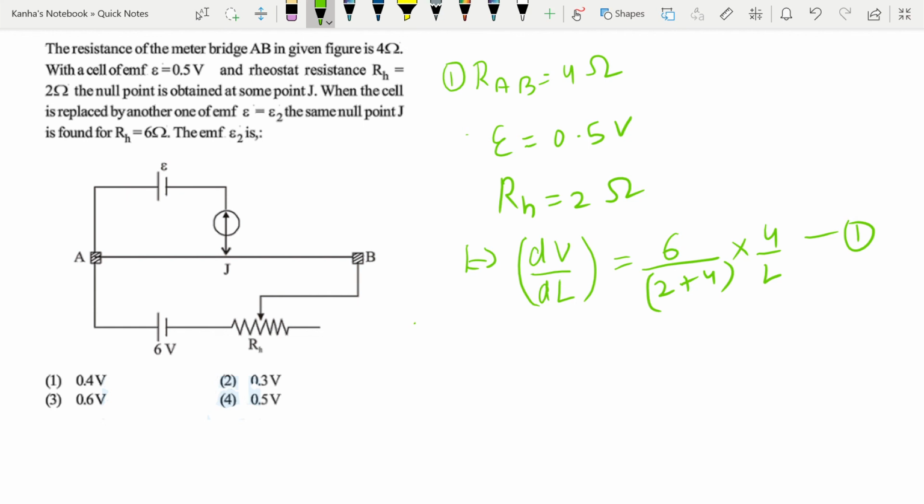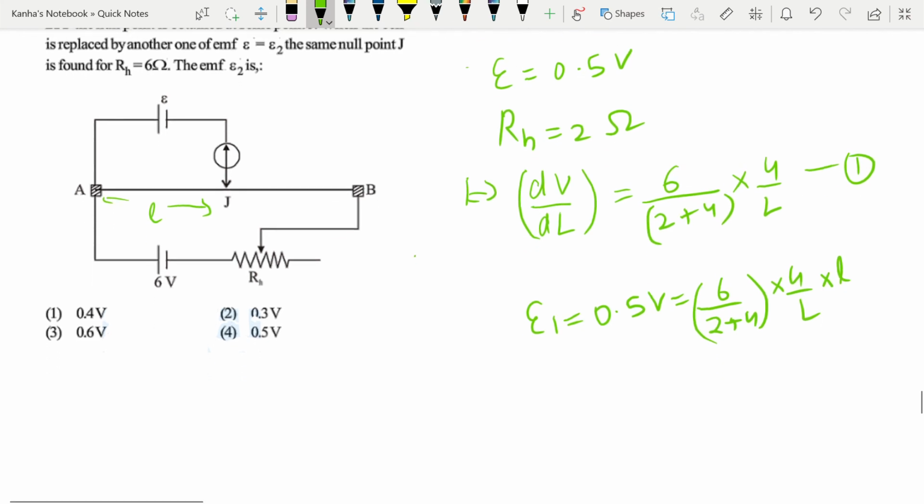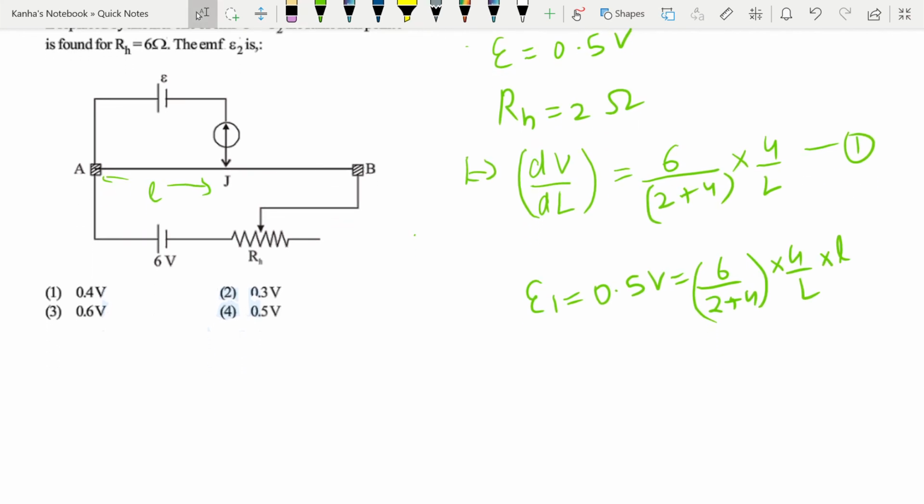Now to find the null point, let's say the null point is at a distance small l from A. Due to this, we can write that the EMF epsilon 1, equal to 0.5 V, is equal to 6 by 2 plus 4, into 4 by L, into small l. This is for the null point to take place.